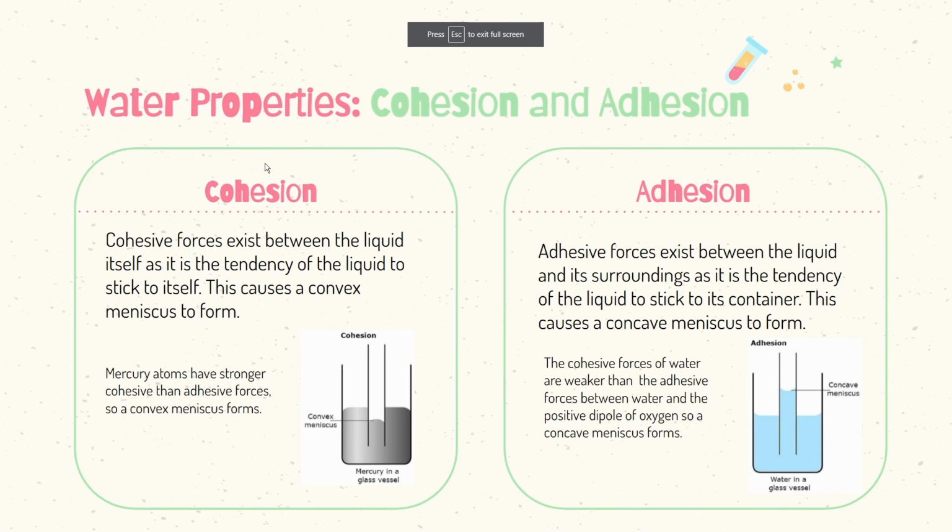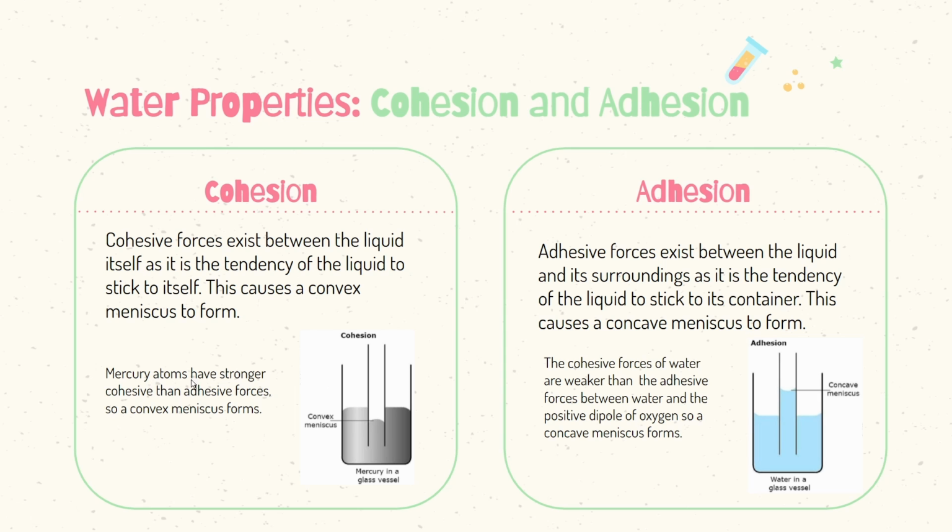So here we are. There's cohesion and adhesion. These are some properties of water. Cohesion is the cohesive forces that exist within the liquid itself, the tendency of the liquid to stick to itself. What this means is that the molecules are going to stick inwards, which is what gives us our beading here. We form a convex meniscus, and we call this curve here a meniscus. In this example, it's mercury in the glass vessel, as it says here.